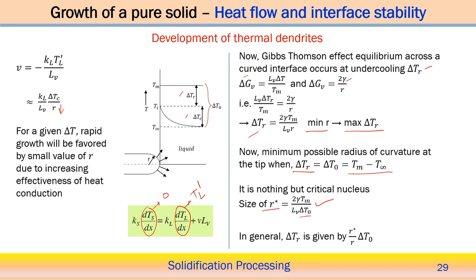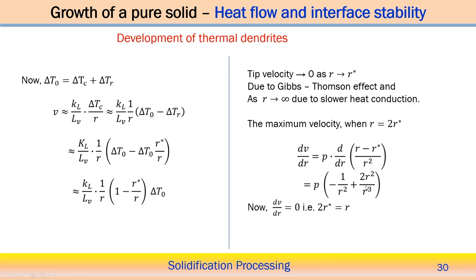But here you can see the maximum possible value of R star. So, in general, delta Tr can be estimated. Delta T in terms of delta T0 is basically linked with R star, and here delta Tr corresponds to R. Delta T0 is basically linking with R star, the critical size of the nucleus. So using these two expressions, we can find delta Tr as the ratio of R star by R into delta T0. Delta T0 is the total available degrees of undercooling in this particular case.